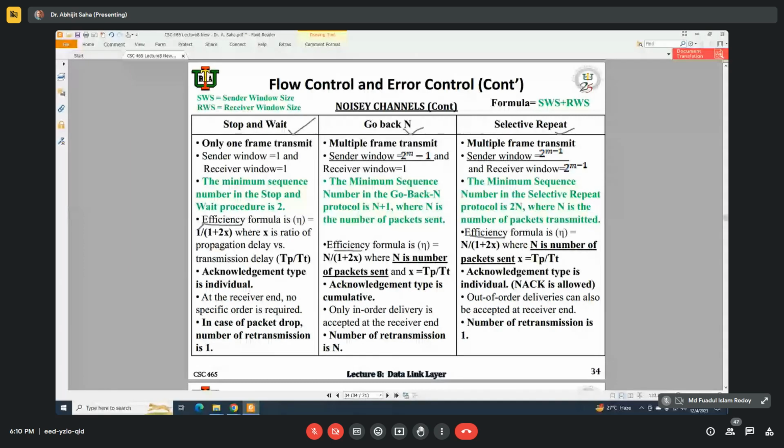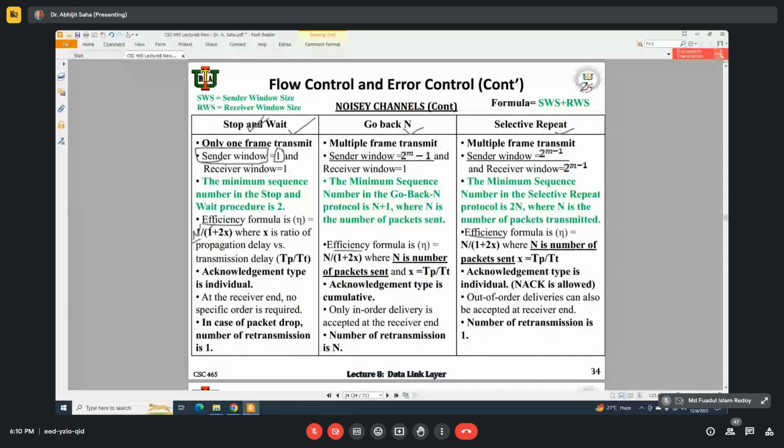Actually, that is the N. So it has written 1 because N means here the sender window size. In the case of stop and wait, the sender window size is always 1, and that's why it has written directly 1 here instead of N.